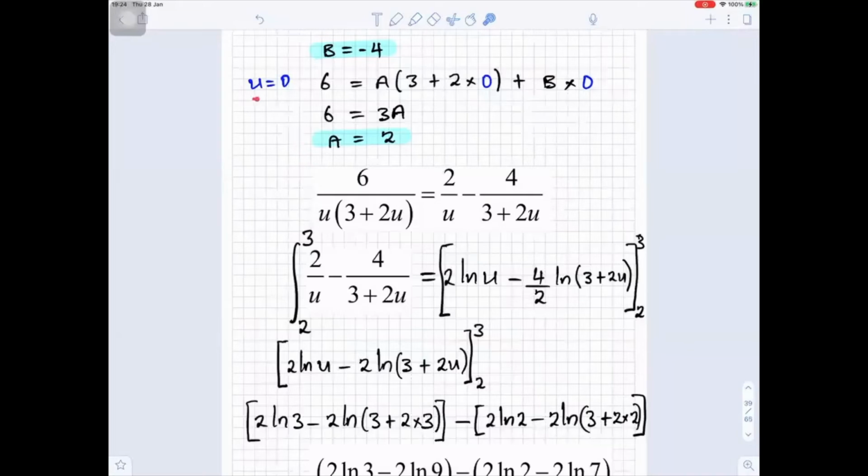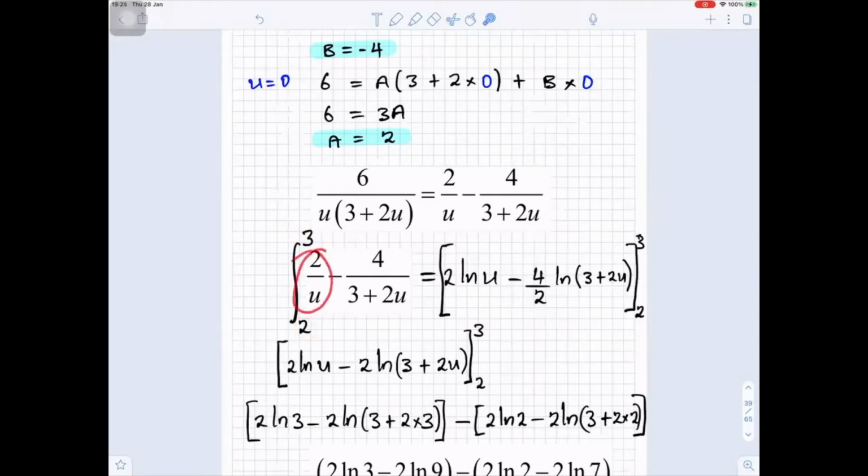And we can put u to be 0. That will cross out, b times 0 will be 0, 2 times 0 will be 0, and 3 times a would be 3a. So 6 is equal to 3a, so a would be 2. So now the expression has become 2 over u minus 4 over 3 plus 2u. Now we can integrate from 2 to 3.